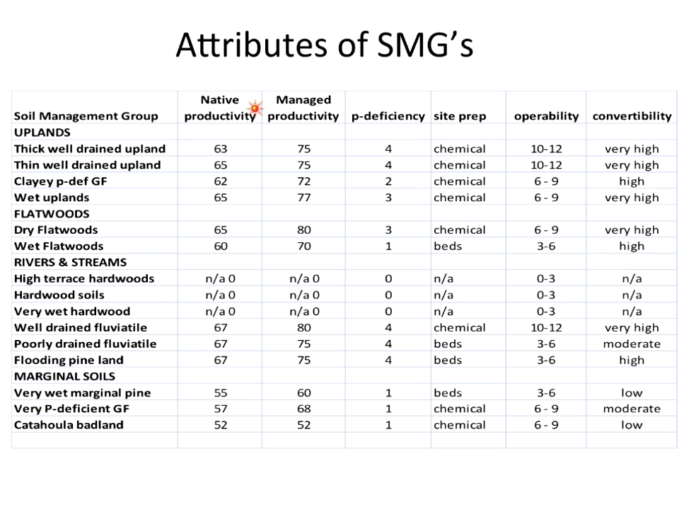For each of the soil management groups we've created, we have created basically the keys, and the keys are basically what we put in this table: the native productivity, the managed productivity, a P deficiency rating from 0 for non-pine soils to 1 for our most severely P deficient soils to 4 for our non-P deficient soils. We've assigned a site prep regime to each one of the soil management groups, either chemical or beds. We've assigned an operability class to each one of the soil management groups from 0 to 3 to 10 to 12 months. And we've gone ahead and created a convertibility key. How easy is it going to be for us to take this natural pine and turn it into an intensively managed pine plantation?